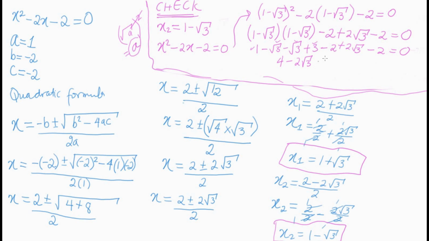And then we have negative 2, which comes from here, and then positive 2 root 3. And then negative 2 equals 0. So 4 here, minus 2 is 2, 2 minus 2 is 0. And then negative 2 root 3 plus positive 2 root 3 is just 0. So here we just have a big 0, 0 equals 0. So this just means that the value that we solved for is correct, because the left side and the right side are equal.